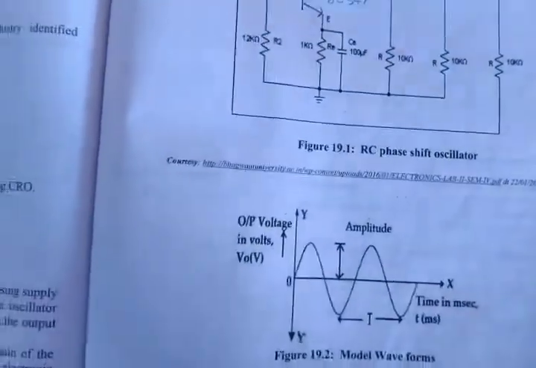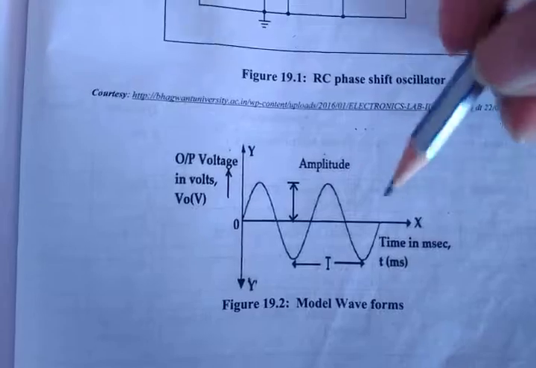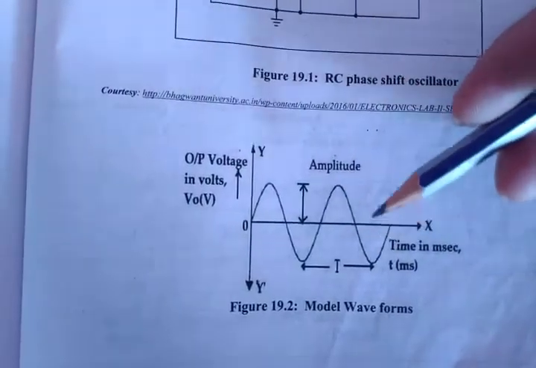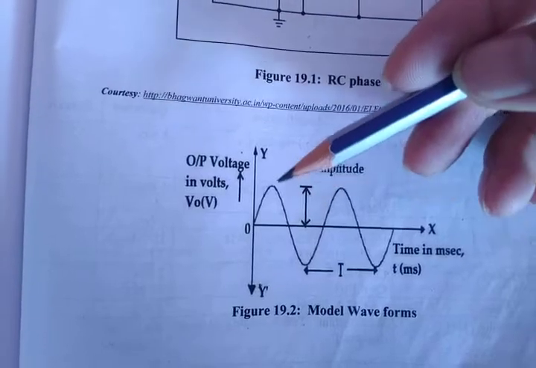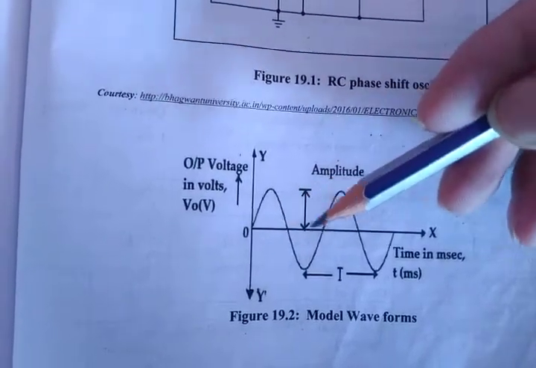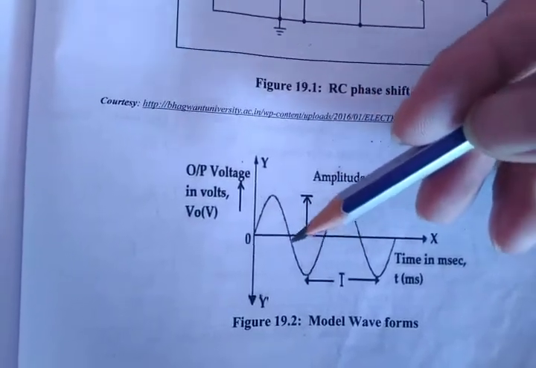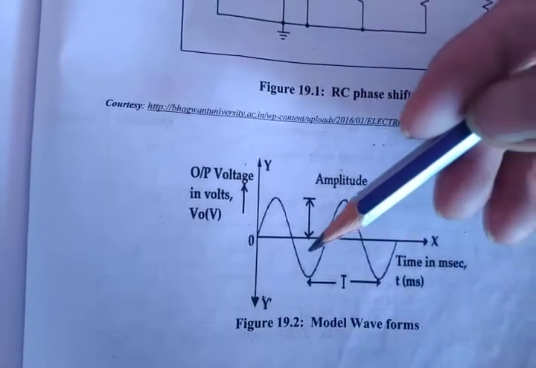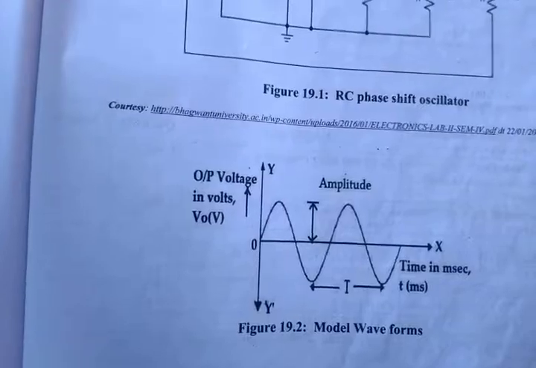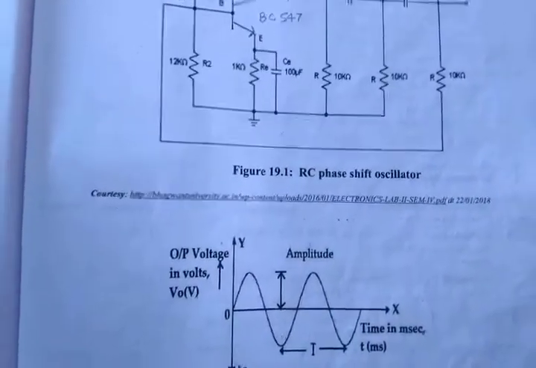The output will be something like this, the sine wave waveform, where we will be observing the amplitude of the peak output voltage, and will note down the time period for one cycle, so that we can calculate the frequency of the generated sine wave.